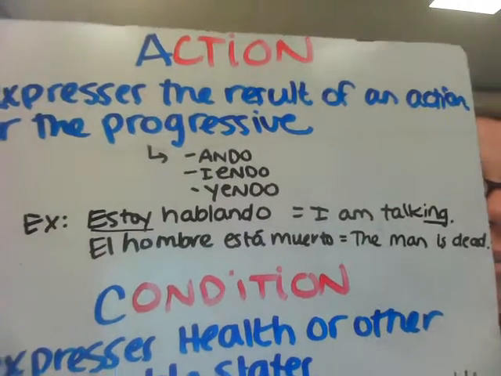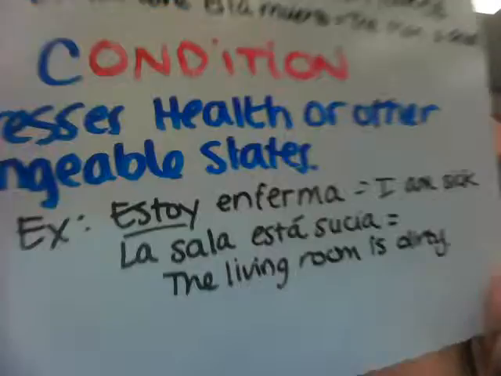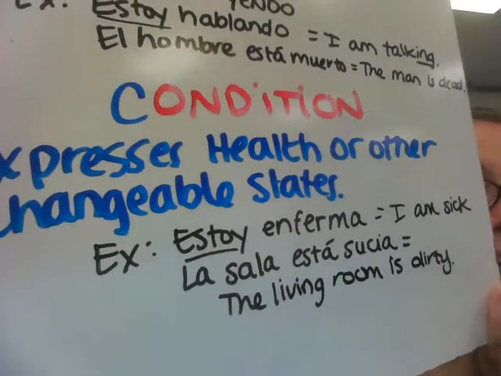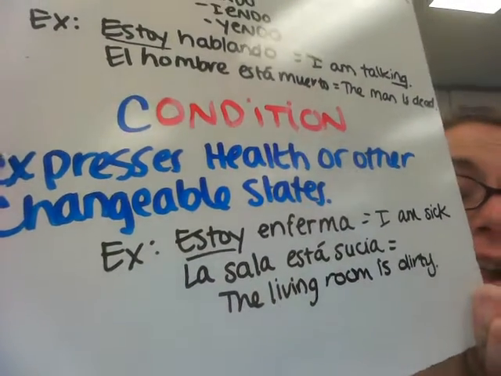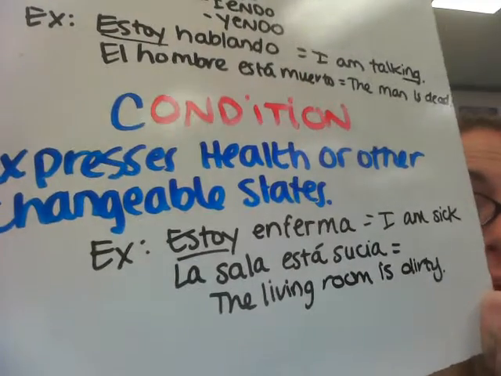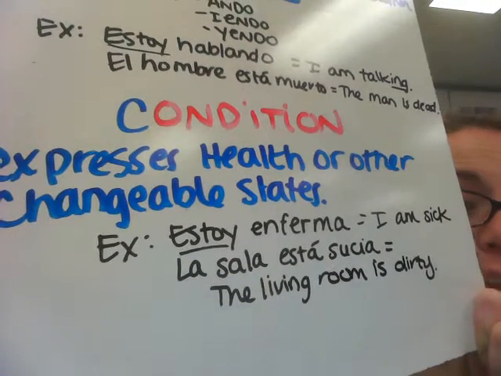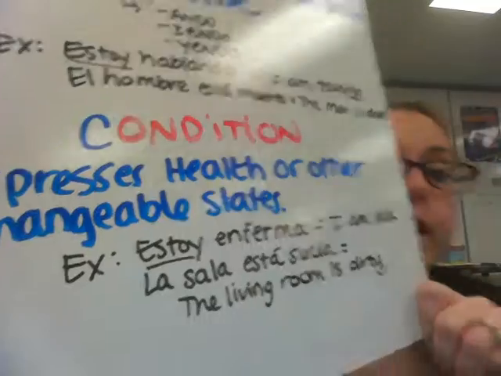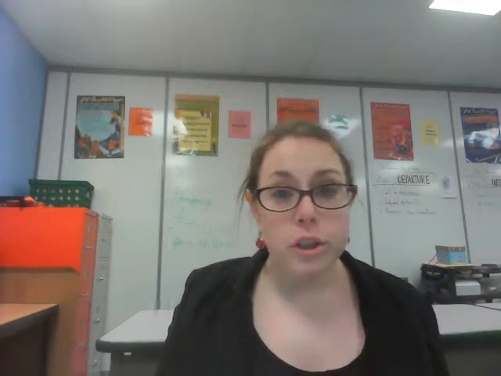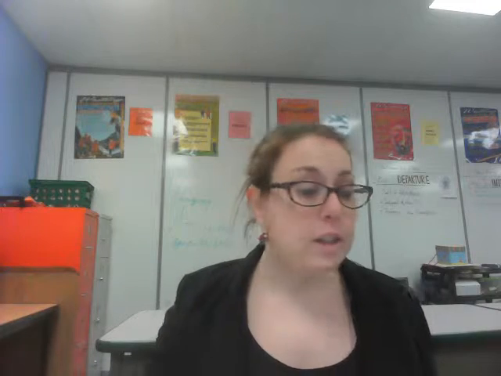Okay. Condition talks about health or other changeable states. Okay, so things that can change, like estoy enferma, for I am sick, or la sala está sucia, for the living room is dirty. It's something that can change. I'm sick and then I get better, the room's dirty and then I clean it, and it can easily change. Ser is for things that are more permanent, estar is for things that can readily change.